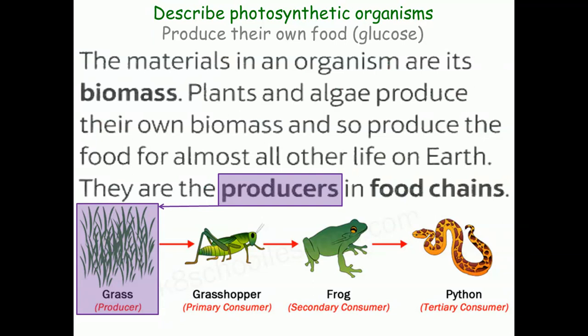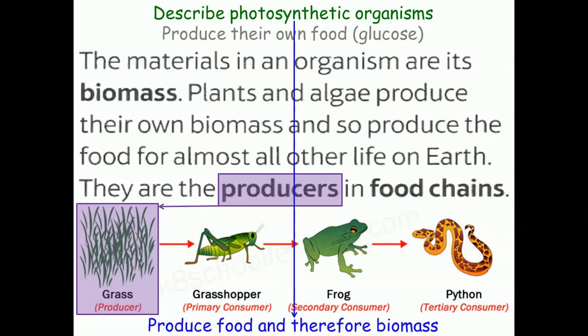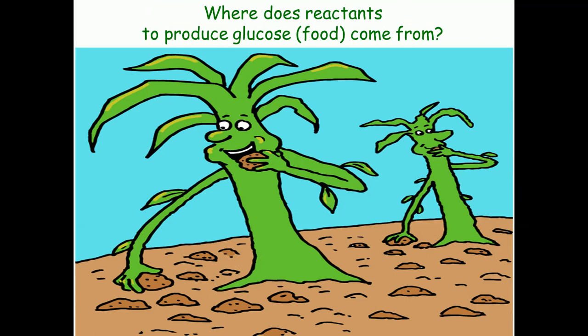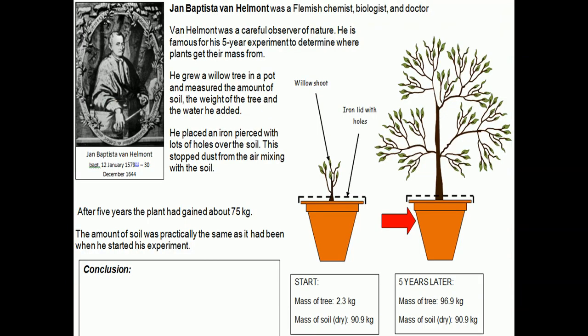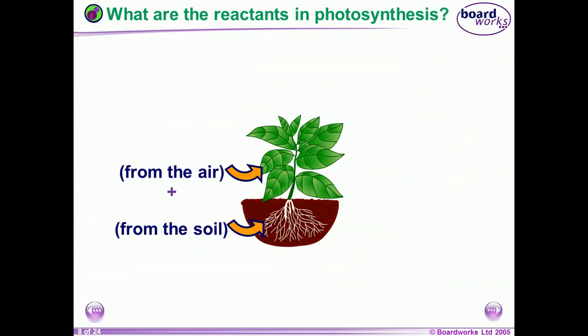So plants are known as producers in the food chain because they produce their own food and they also produce their own biomass that we consume. So where do the reactants come from to produce glucose in photosynthesis? We know that the reactants don't come from the soil, as shown by this famous experiment from Van Helmont.